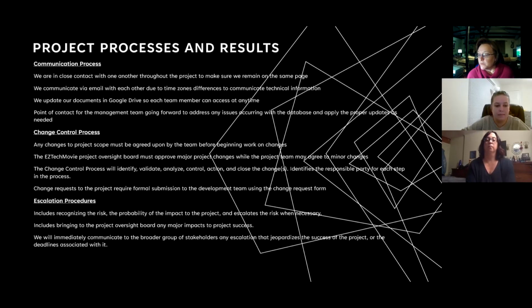Escalation procedures include recognizing the risk, the probability of the impact to the project, and escalating the risk when necessary. This includes bringing the project oversight board in on any major impacts to the project's success. We will immediately communicate with a broader group of stakeholders any escalation that jeopardizes the success of the project or deadlines associated with it. Next slide, please.